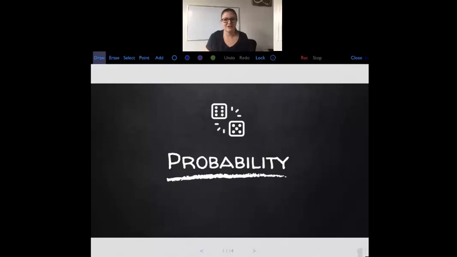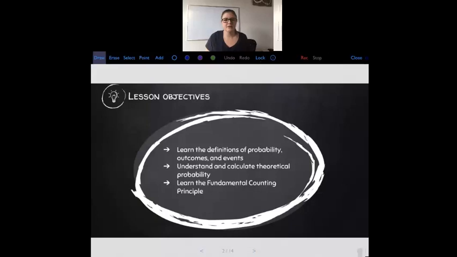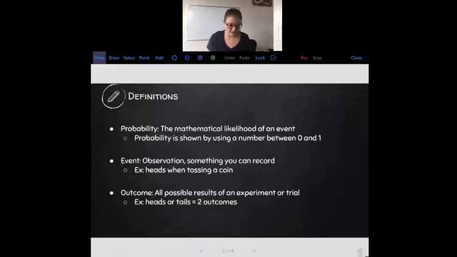In this lesson, we're going to go over an introduction to probability. Specifically, we'll learn the definitions of probability, outcomes, and events. We'll understand and calculate theoretical probability as well as relative frequency probability, and then we'll learn about the fundamental counting principle. So some definitions. Probability is defined as the mathematical likelihood of an event.